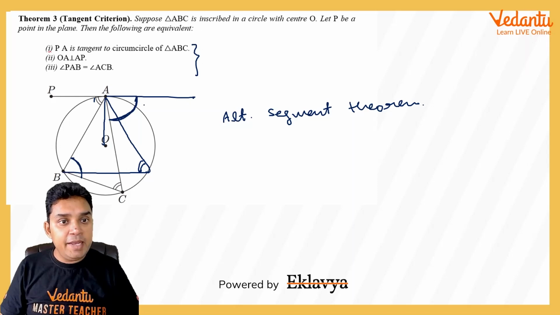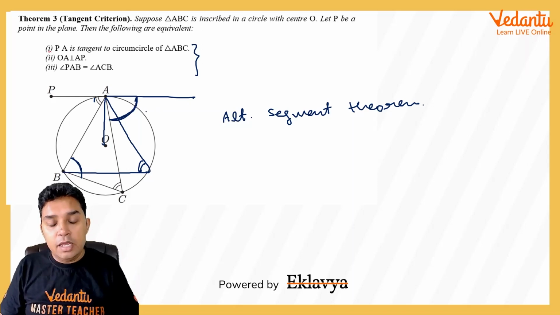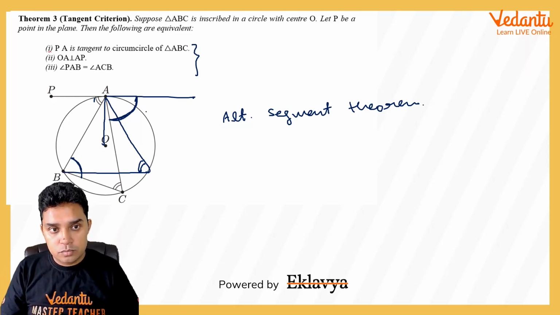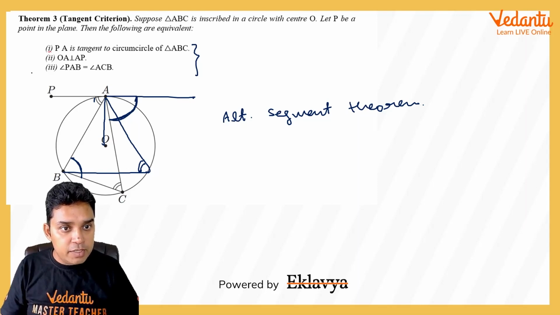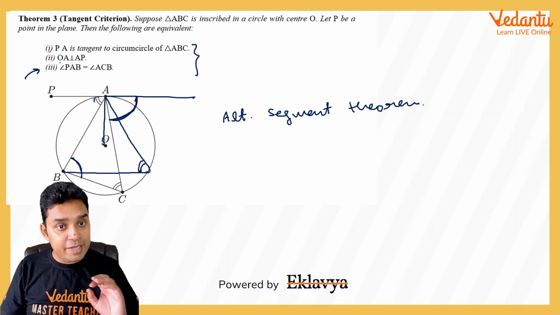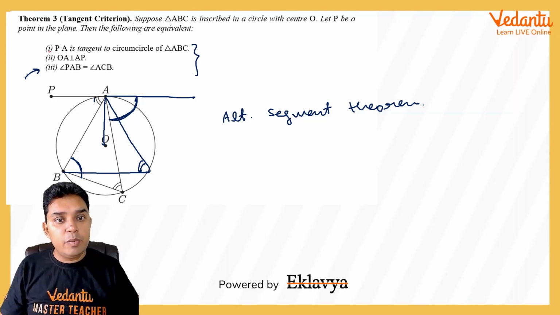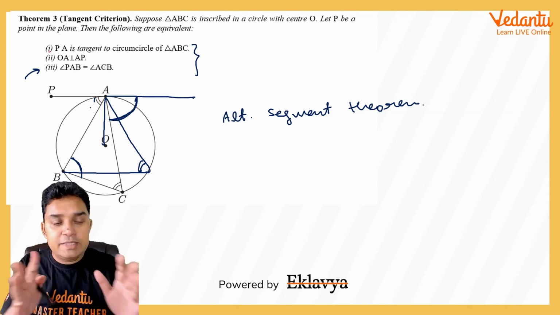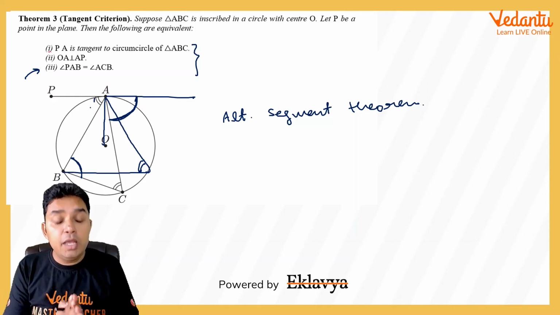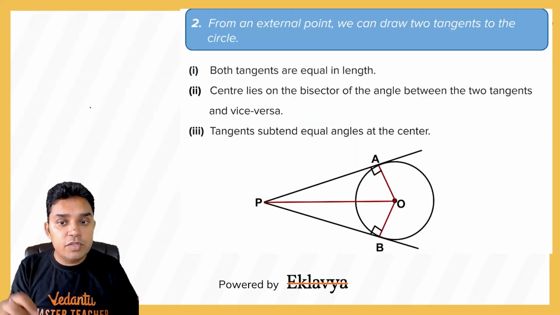So here any one of these three things will imply the other two. Even if we are given this third point, then we can conclude this point P will be a tangent, and hence OA will be perpendicular to AP. So these three things are equivalent to each other, and we will be making use of this in many questions.